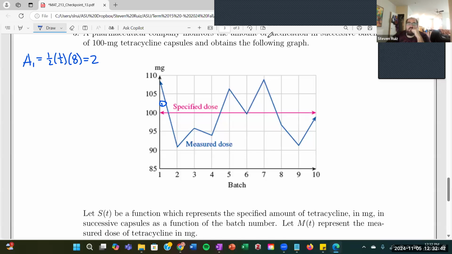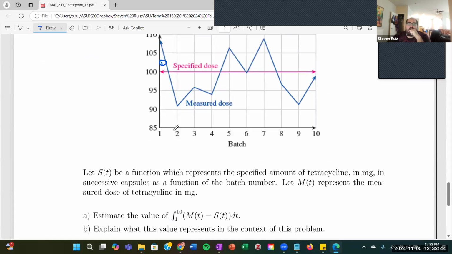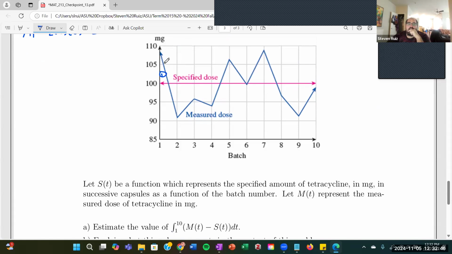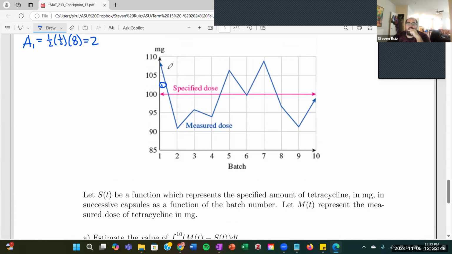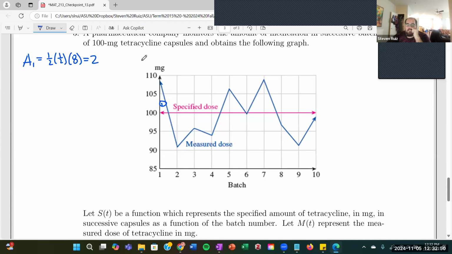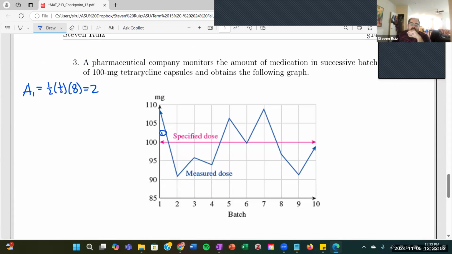And let's be really careful here. It's m minus t, right? Okay, so if the blue is above the pink, those are going to be positive. So area 1 should be positive. All right, what's area 2 going to be?